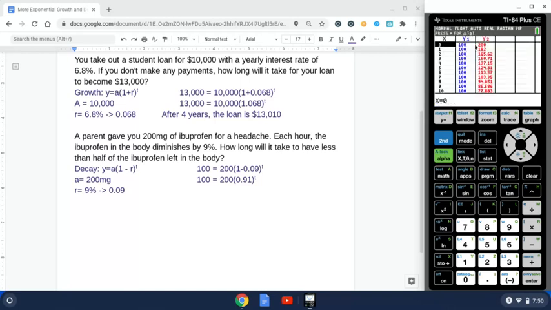So after 0 hours, right at the start, we have 200 milligrams. After 1 hour, 182 milligrams. After 2, 165.62 milligrams. So let's see. It looks like after 7 hours, we have 103.35 milligrams. And then after 8 hours is when we're less than 100. So after 8 hours, there is 94.051 milligrams of ibuprofen.